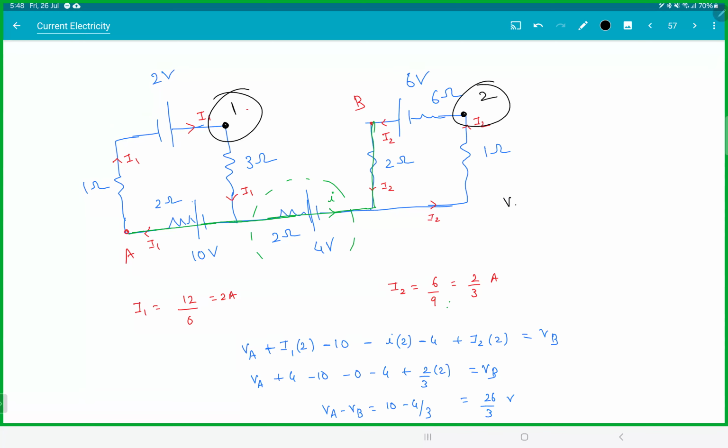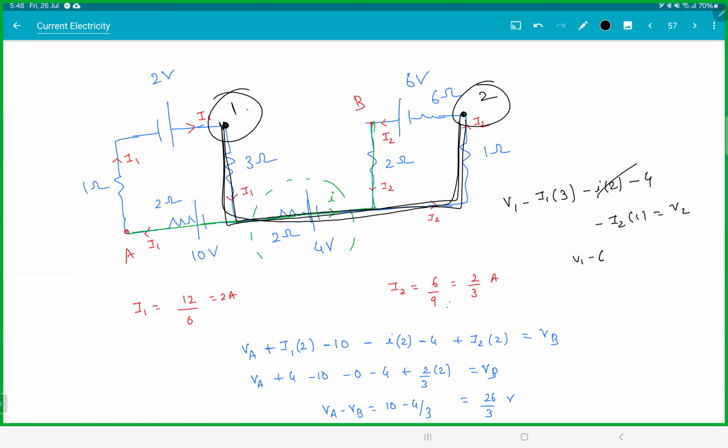There you go. I'll start from V1, then I'll go I1 into 3, then I'll go to 2, which is anyway 0, then I'll go minus 4. I'm going like this, the black line. And then I'm going with minus I2 into 1, I reach 2. This guy is gone. So V1 minus 3 into I1 is 6, minus 4, minus 2 by 3 is V2. This is 10 plus 2 by 3, 32 by 3.